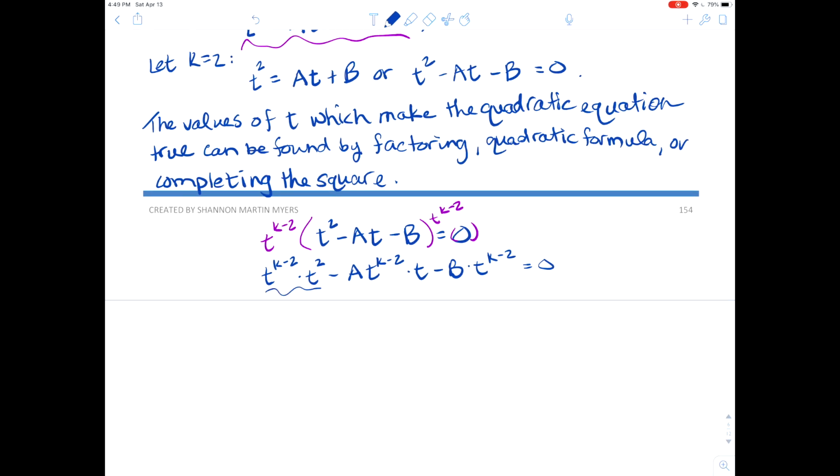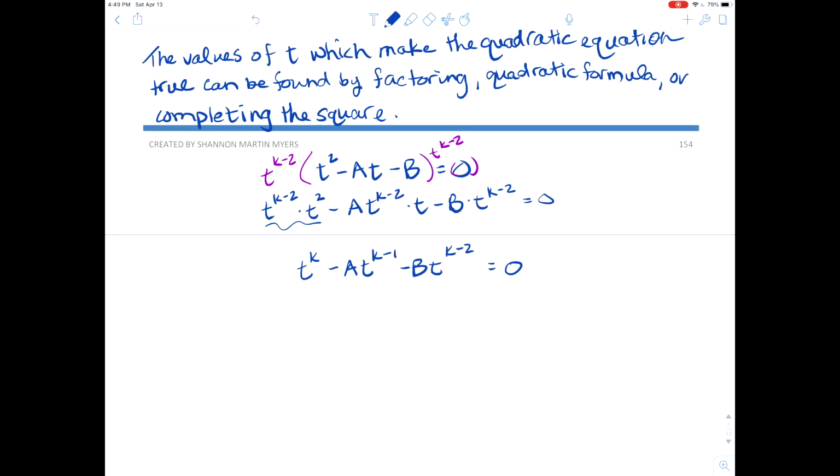So this product here is just going to give us t to the k, and then we'll have minus a times t to the k minus 1, and then minus b times t to the k minus 2 is equal to 0. And then if we isolate t to the k, we would get a times t to the k minus 1 plus b times t to the k minus 2. So that all checks out, all right?